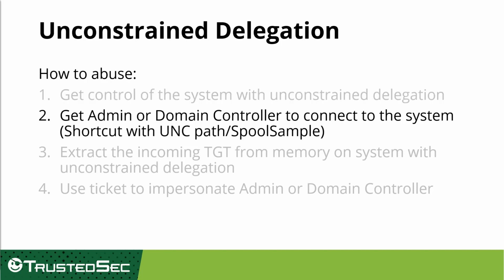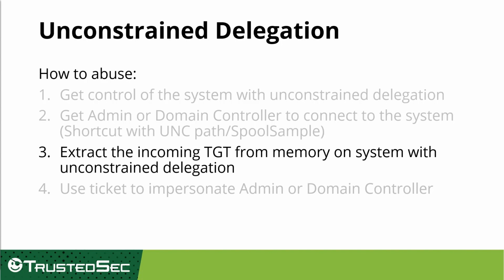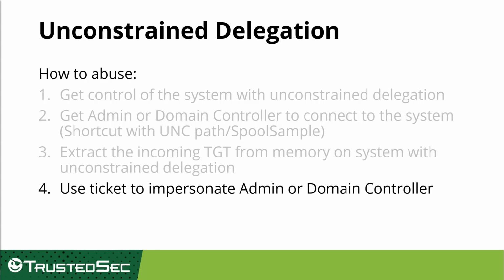After you have full control, you need to get an admin, a domain controller, or any other account you want to target to connect back to the system you now control. You can do that with, for instance, a shortcut with a UNC path placed on a file share, spool sample, or any other technique. The cool thing now, since the system has unconstrained delegation enabled, is that it stores the incoming TGTs in memory, and you can extract those. After you have extracted the tickets, you can then use that ticket you extracted to impersonate the account that was connected. So, for instance, if a domain admin connected, you can then use his ticket to be a domain admin.